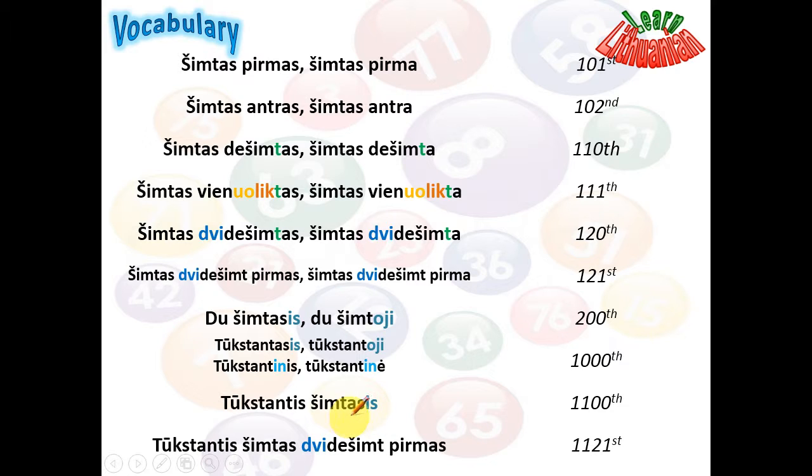Tūkstantis šimtasis. Again, you change the last component. The last component is 100, and you say šimtasis. Now, 1121. Tūkstantis šimtas dvidešimt pirmas. You change only the number 1 to first. Tūkstantis šimtas dvidešimt pirmas.